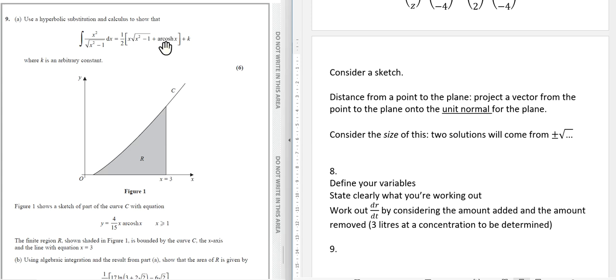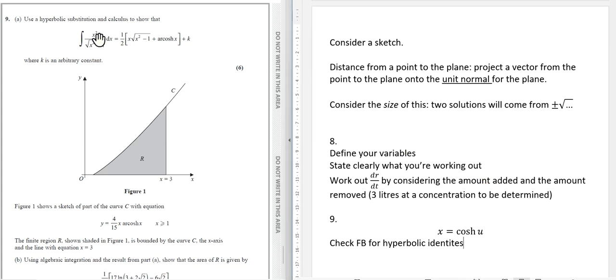The second bit implies that the substitution you'll need is cosh. If you replace x with cosh u, you're going to get cosh squared u minus 1. We can check the formula book for the hyperbolic identities just to make sure we're doing that right. But cosh squared minus 1 should help us to reduce that to something else. I'm not quite sure until I jump in exactly what's going to come out, but hopefully things will cancel out.